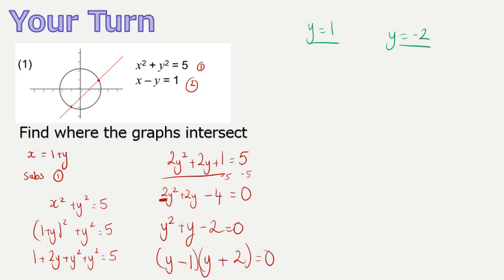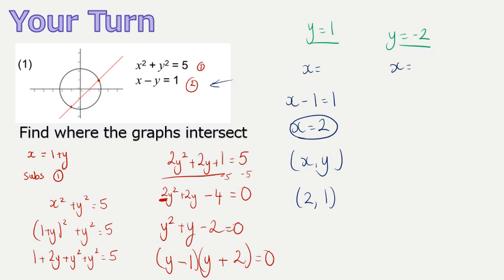And remember, we're going to have to therefore find the x values that go with those y values. I'm going to use equation 2 because it looks easier. x take away 1 equals 1, therefore x must be 2 for this one here. So that pair of solutions is with the x, y coordinates, x is 2, y is 1.